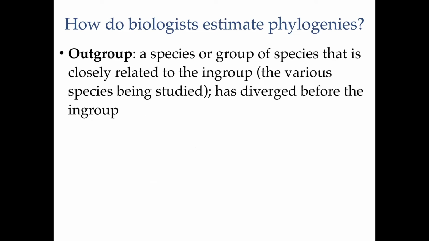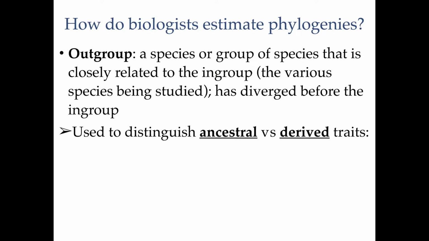Now, the next thing that we have to have in order to have this phylogeny is an out-group. That is the species or group that is going to help us to root our tree. As I said in the other slide, it is the species or group of species that is closely related to the in-group, the group of organisms I'm interested in studying, but that diverged before that original group. So in that case, it should have diverged before the lamprey, the bass, the turtle, the frog, and the leopard. Why is it useful to have this outgroup?